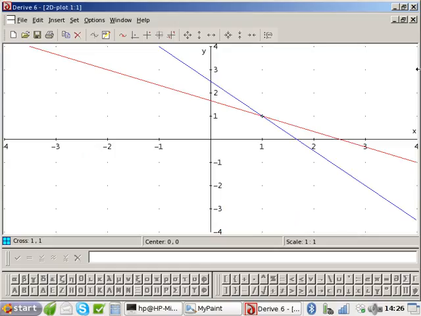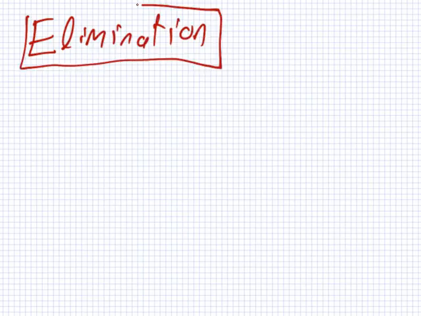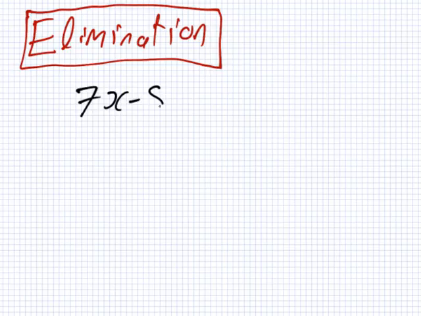Okay, so let's have a look at the next method now. Somebody mentioned the name earlier. So this method is called elimination. Let's pick out an example. So, the third method. Yeah, this is the usual one. Let's say 7x minus 8y equals 5 and 4x minus 3y equals 6.